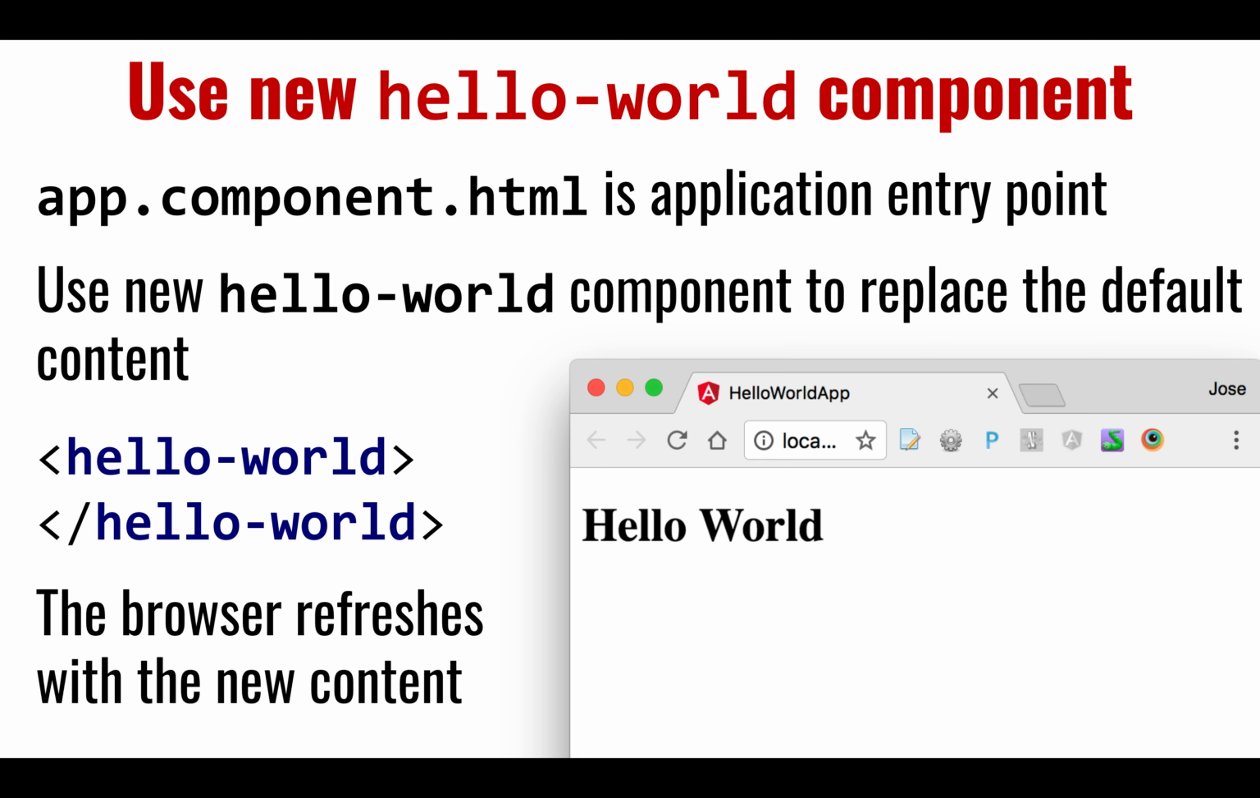There is a default HTML file. This is the entry point of the application called app.component.html. And in there, you can say hello world. And it renders our HTML. Make sense? Yes?